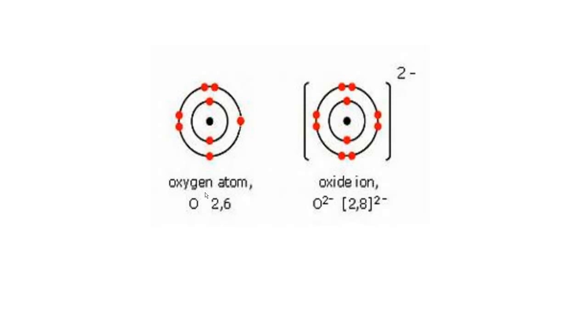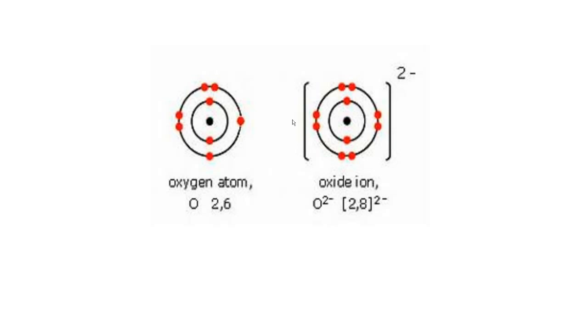The electronic configuration of oxygen is 2, 6. The inner shell has 2 electrons and the outer shell has 6 electrons. Oxygen belongs to the 6th group of the periodic table, so it has 6 valence electrons. It needs 2 electrons to complete its octet. So when it gains 2 electrons, it has a -2 charge and the electronic configuration is 2, 8, -2. This is the oxide ion.